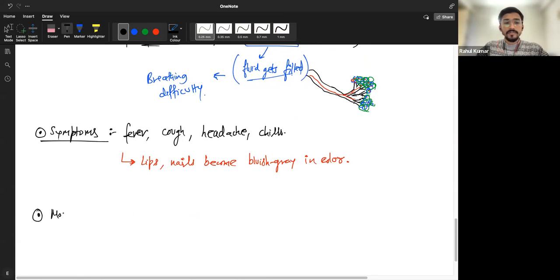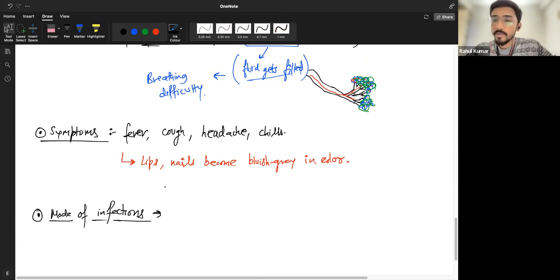Now, mode of infection. This is how you have to do all the diseases. I'm just doing this one for you. Mode of infection. What do you think? How can pneumonia spread from one person to another? Again, logic. It's a respiratory disease. Any respiratory disease is more problematic than other kinds of infectious diseases. AIDS is also an infectious disease, but it's not that big a problem. You can actually prevent AIDS from spreading very easily.